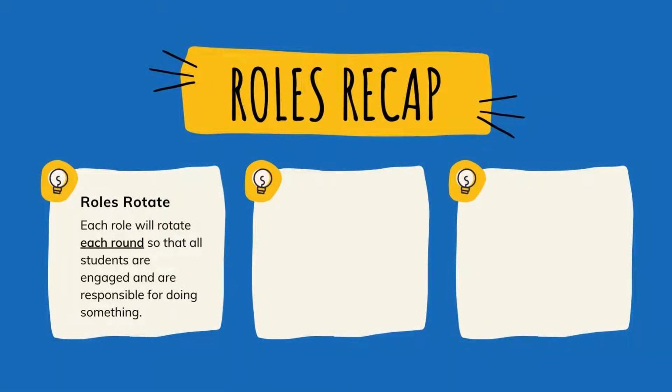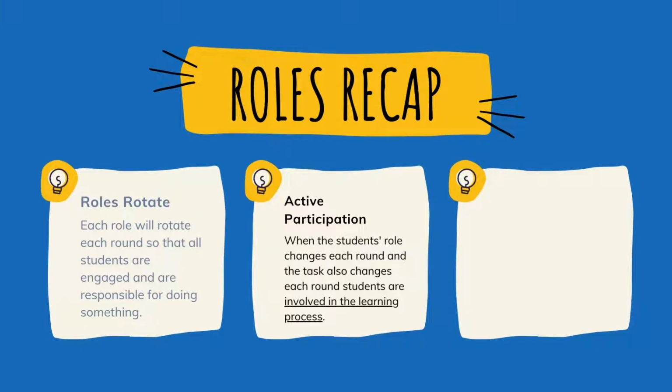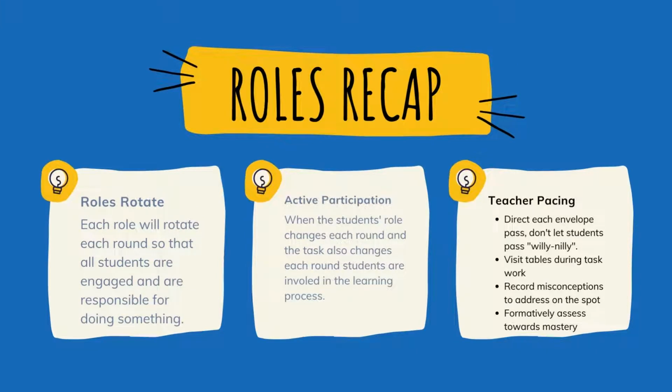Whatever roles the teacher chooses, they need to place this activity so that students are reminded of their role each round. The goal being all students are actively participating in the learning process in some way during each round. During this process, it is important for the teacher to use this time not only to direct the pace of each envelope pass round, but to be visiting tables, recording any misconceptions students are having, and noting them down on a clipboard or a binder in order to formally assess student learning progress towards mastery.